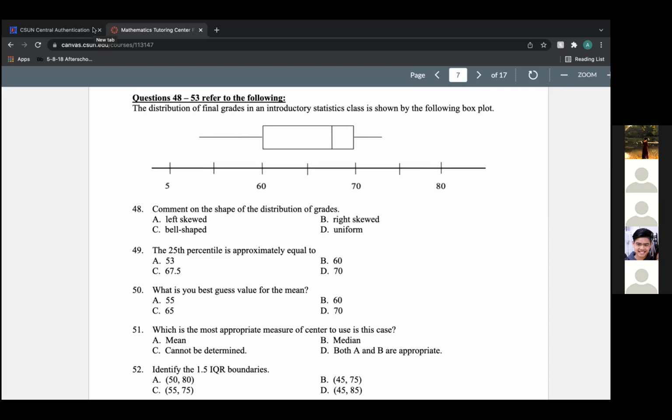51, which is the most appropriate measure of center to use in this case? The median? The median is correct. Why? Because it's the center, and the mean, like you said, is a different value because it would be pulled to the left side. Very good.